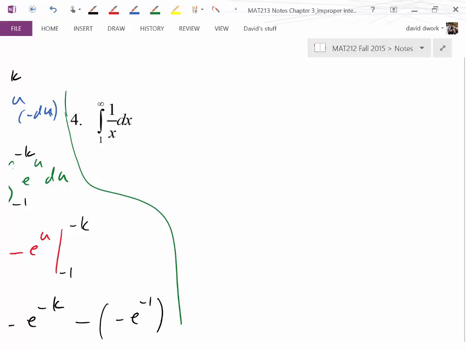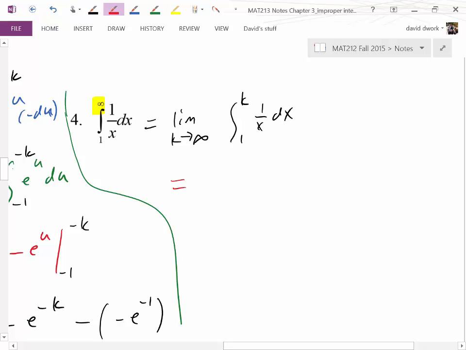Okay, so problem number 4. This problem, once again, this dreaded improper integral. It's an infinity. So what are we going to do? We're going to go ahead and write a limit as k approaches infinity of the integral from 1 to k of 1 over x dx. I know, this is amazing.